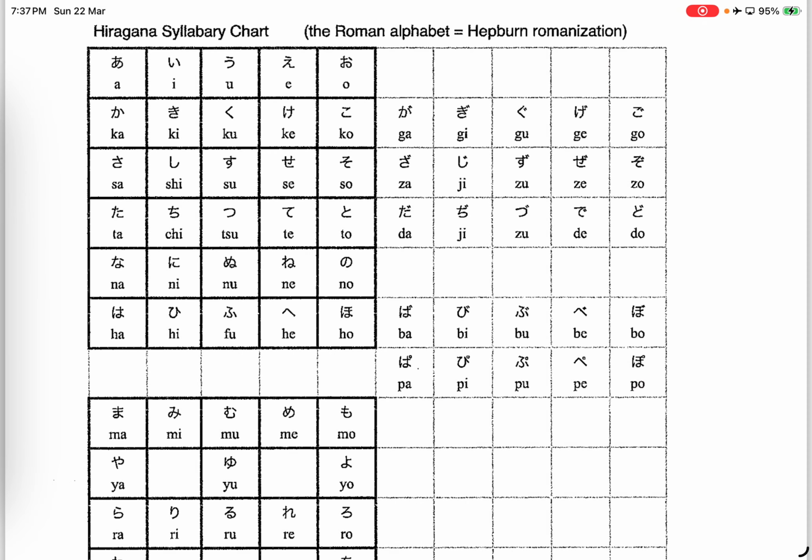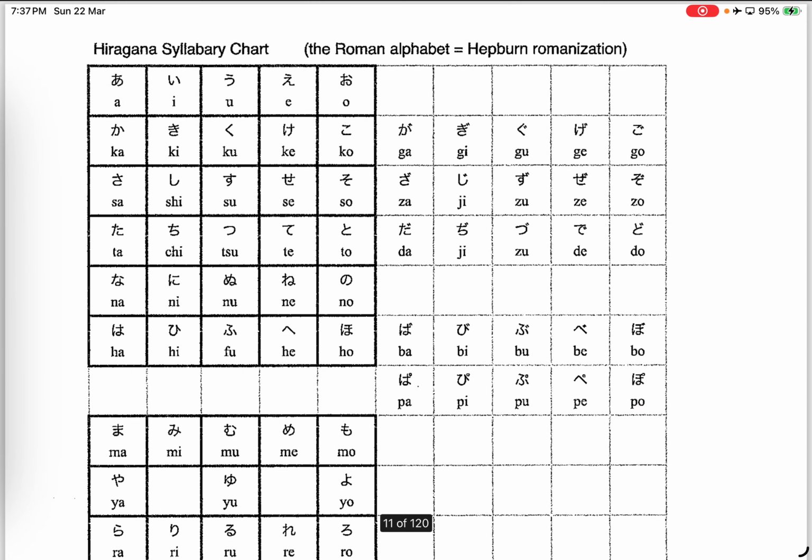Okay, Hiragana syllabary chart. So in Japanese, we have two alphabet systems. One of them is called the Hiragana alphabet system. The other one is called the Katakana system.